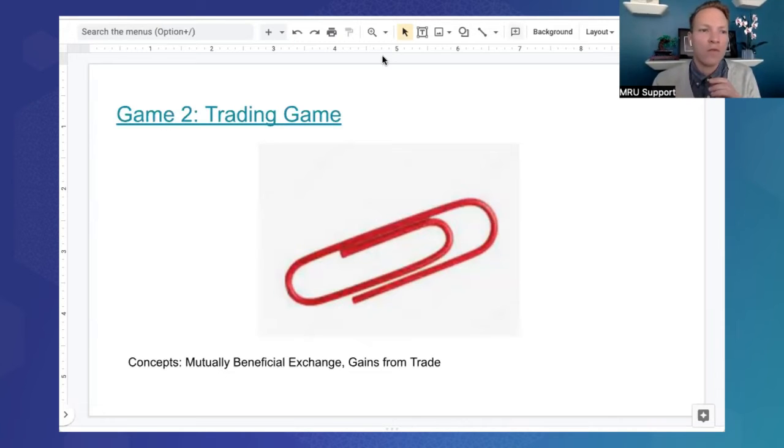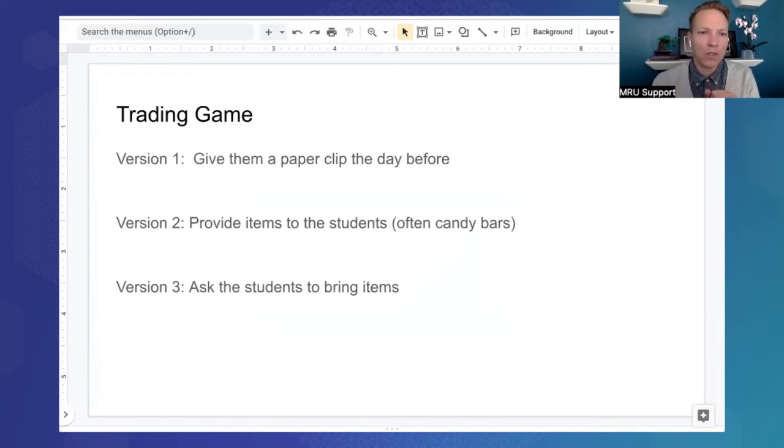So the variations of the game are about how you want to have each student get an item. The way I like to do it is I give them a paperclip the day before, or the class before. I give each student a paperclip and I say, go home and trade this paperclip with your family or your roommate for an item and then bring the item back. If you don't trust that your students are going to be able to trade the paperclip, you can provide the items to students.